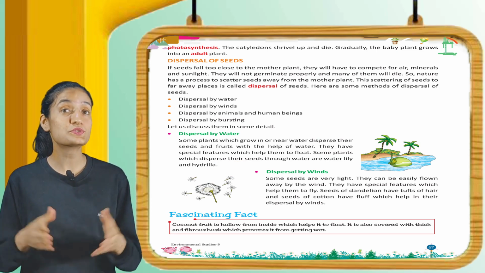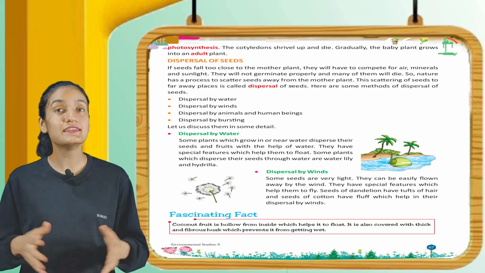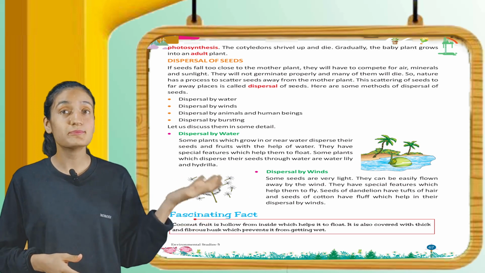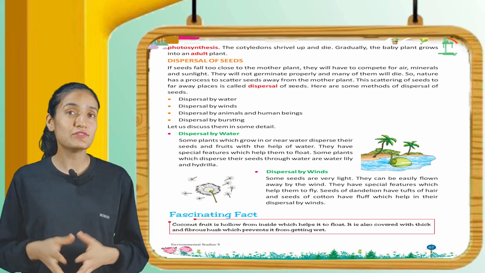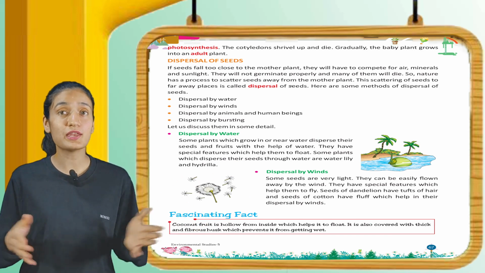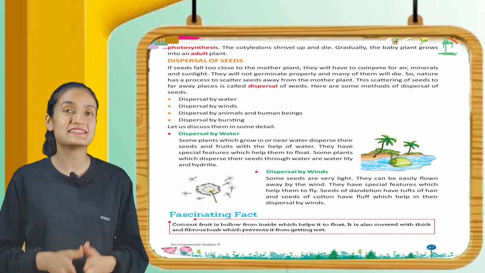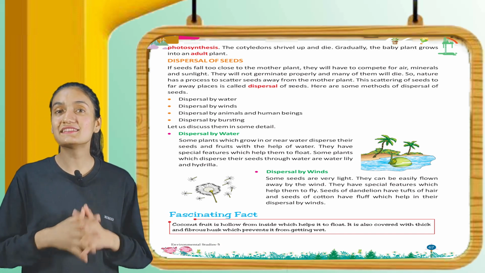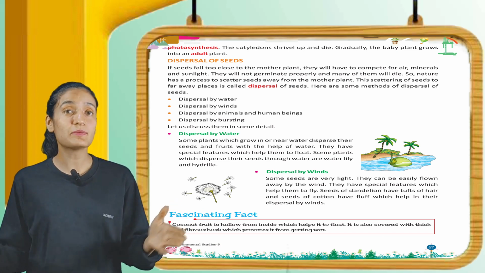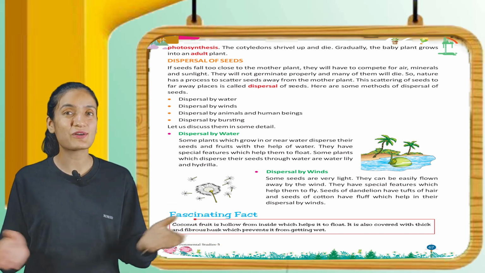If seeds fall too close to the mother plant, they will have to compete for air, minerals and sunlight. They will not germinate properly and many of them will die. So, nature has a process to scatter seeds away from the mother plant. This scattering of seeds to far away places is called dispersal of seeds.